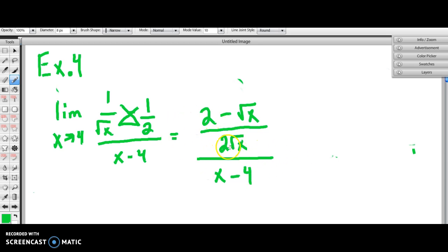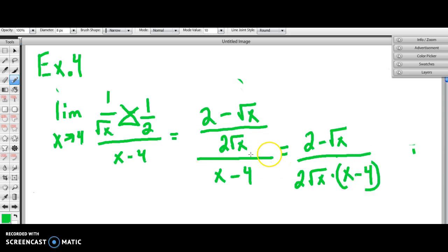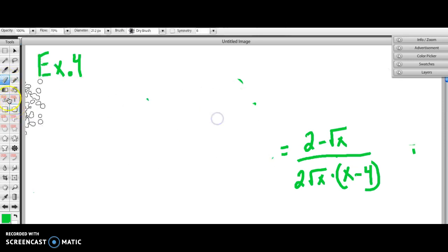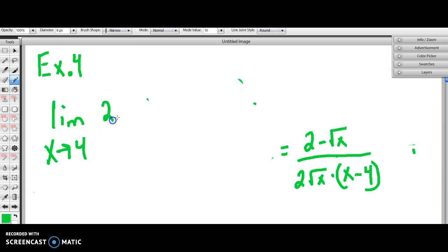Okay, so if you have a denominator on top of a denominator, then these two become multiples of each other. So it's just going to be 2 minus square root of x over 2 times square root of x times x minus 4. All right, so that's just some algebra. Let me bring this over here. And again, the limit is as x approaches 4. Excuse me if I left that out. 2 minus square root of x over 2 square root of x times x minus 4.